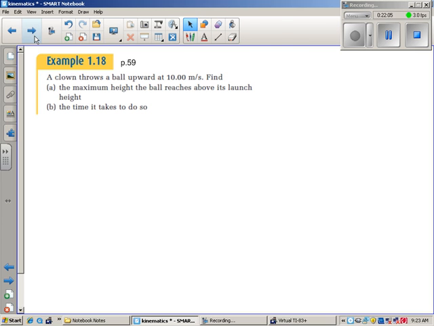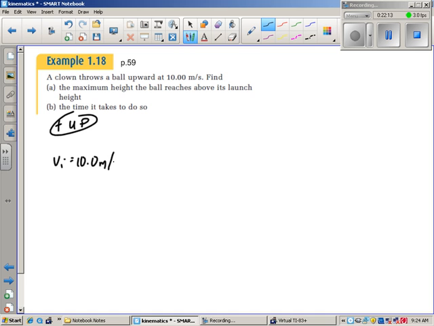VI is 10 meters per second. That's easy enough. And it's positive because it's upward. A is negative 9.81. Even though this ball is moving upwards, the acceleration is negative 9.81. Why? Right. It's slowing down. As it moves upward, it's slowing down. That's a negative acceleration. Good.